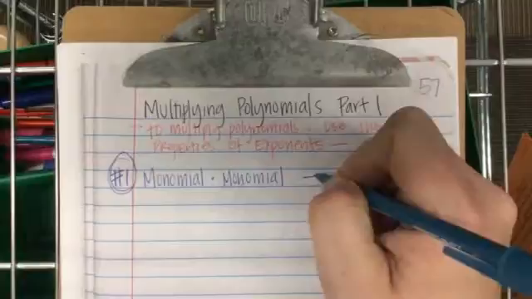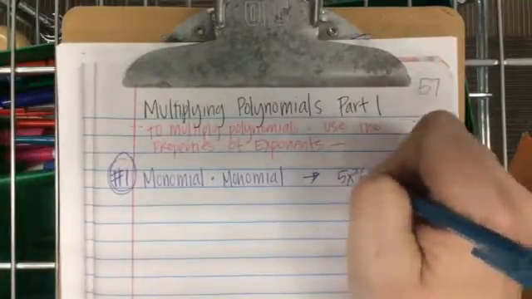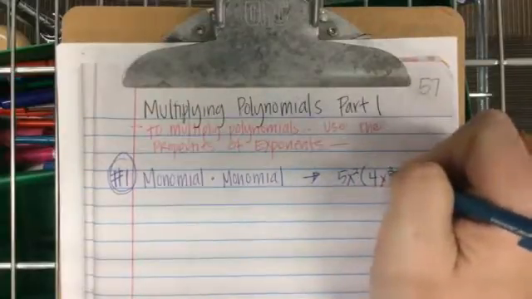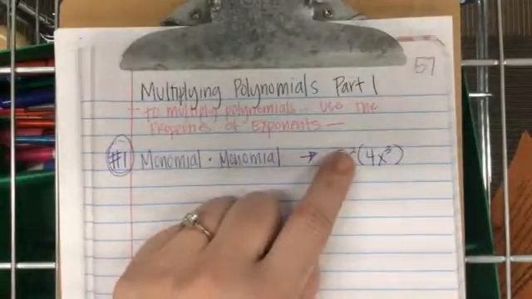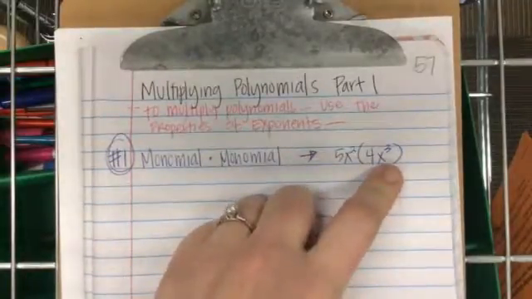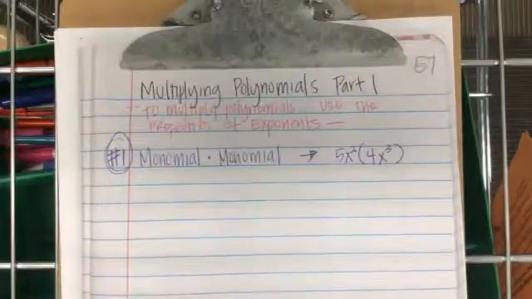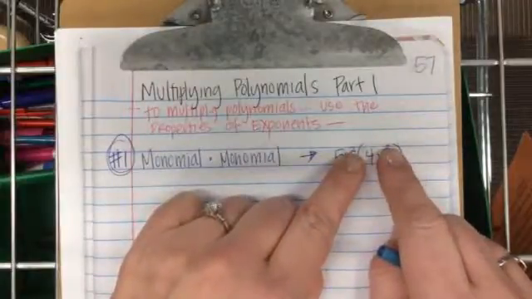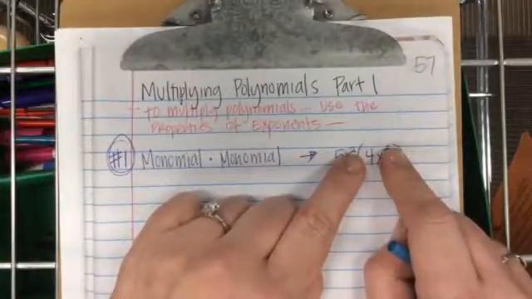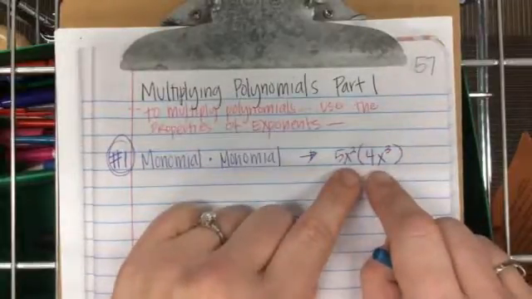So, for example, 5x squared times 4x to the third. A monomial, 5x squared, times another monomial, 4x to the third. Now, the problem is this is a multiplication. We just did addition and subtraction, and your brain tells you they don't go together because when adding and subtracting, they have different exponents. But this is not adding and subtracting. We don't care about like terms as much.